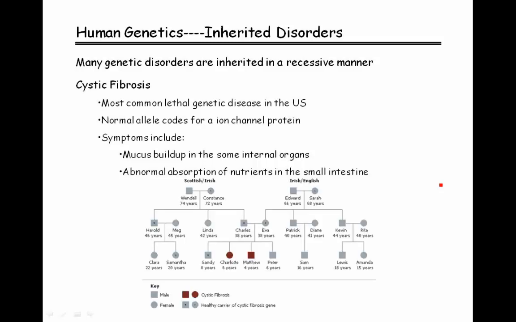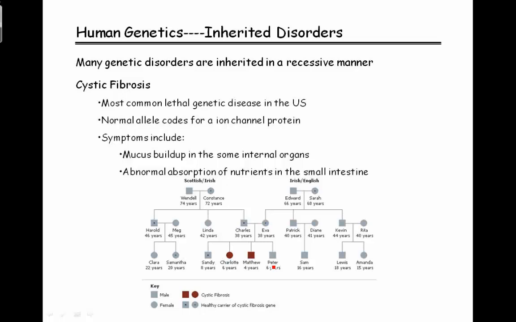So with this one, if we look at a pedigree here, we see that we've got this big family, no cases of cystic fibrosis, and then suddenly towards the bottom, we've got Charles and Eva here, and their first child, Sandy, did not have cystic fibrosis, but their second child, Charlotte, she did. And then their third child, Matthew, he had it as well. And then Peter, the fourth one, does not have it.